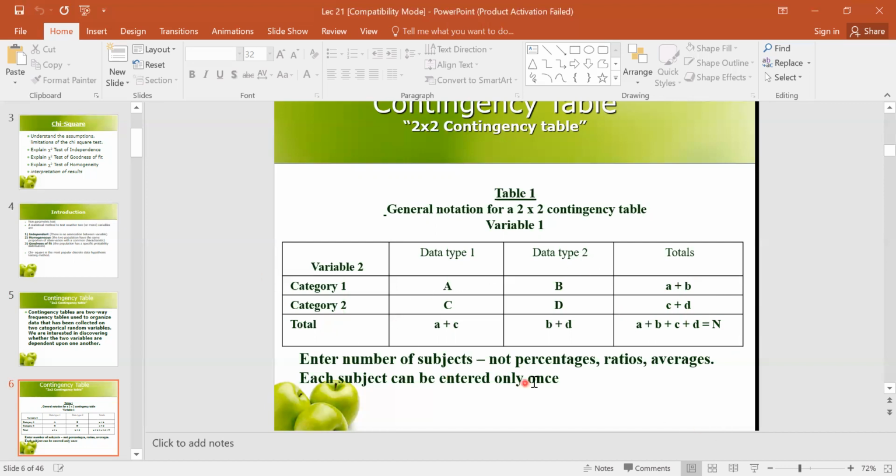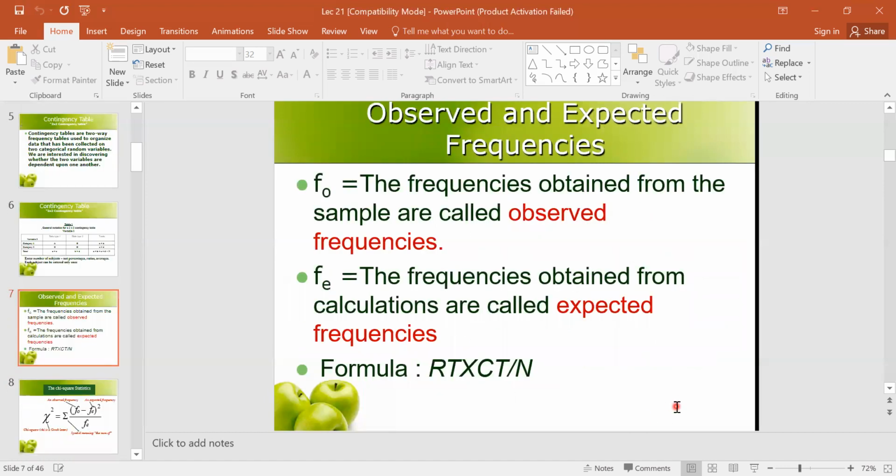Here, it is important to note that we enter the number of subjects in these values. We cannot write percentages, ratios, or averages. We only write the number of subjects here. So how many subjects are included in this category? This is only concerned with the number of subjects. So each subject can be entered only once.